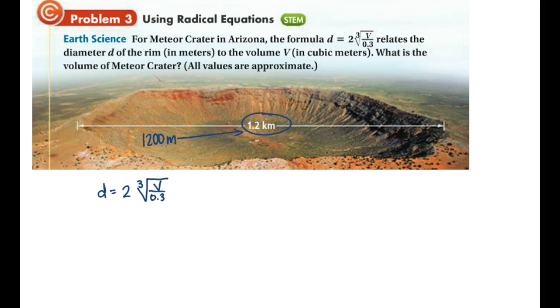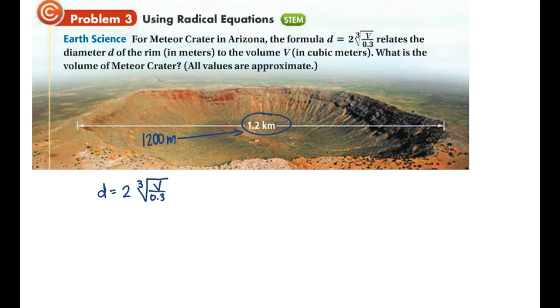Example 3 is a real-life application problem, so let's read this together. For a meteor crater in Arizona, the formula D equals 2 times the cube root of V over 0.3 relates the diameter D of the rim in meters to the volume V in cubic meters. What is the volume of the meteor crater?